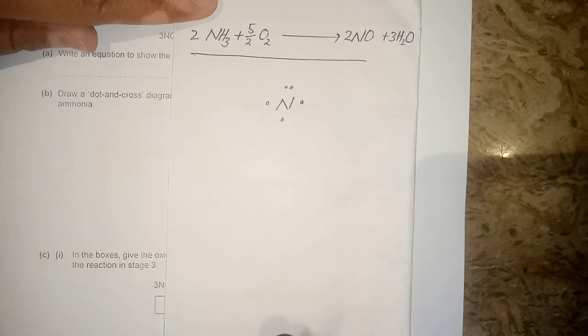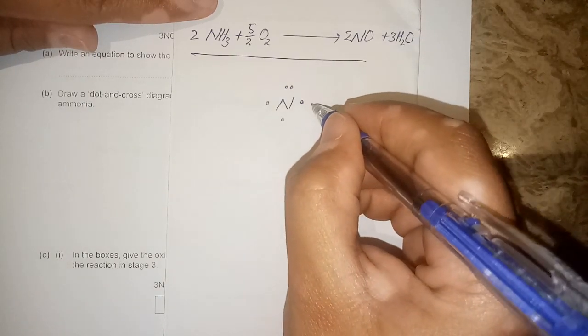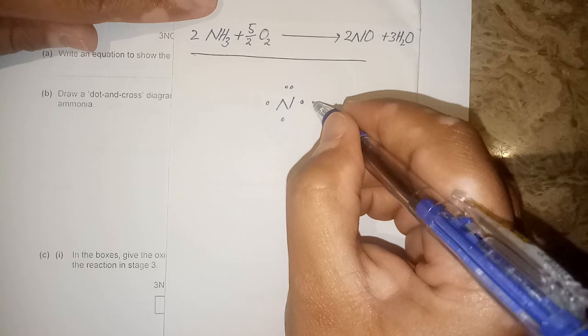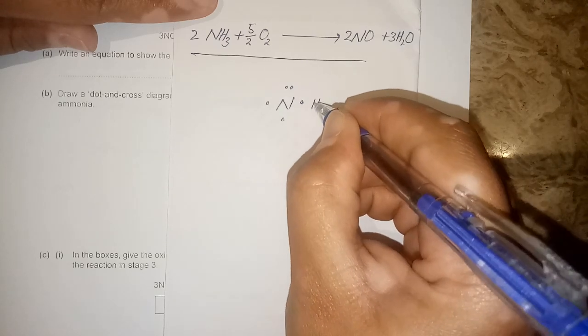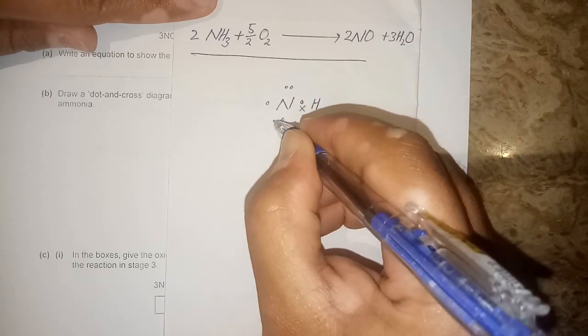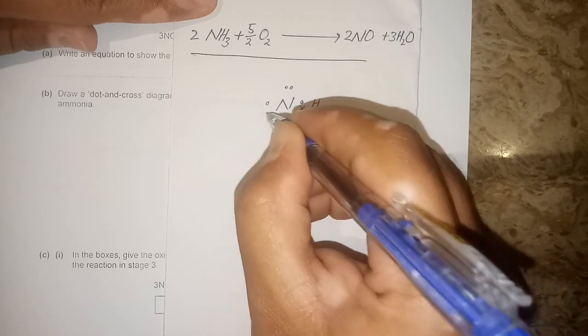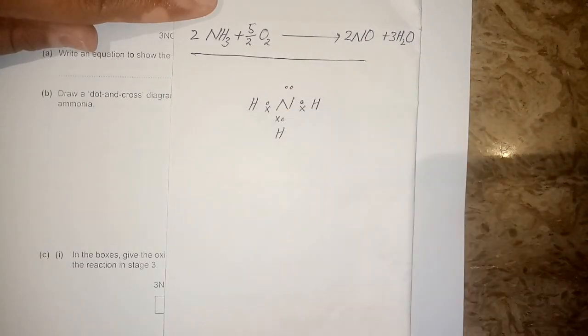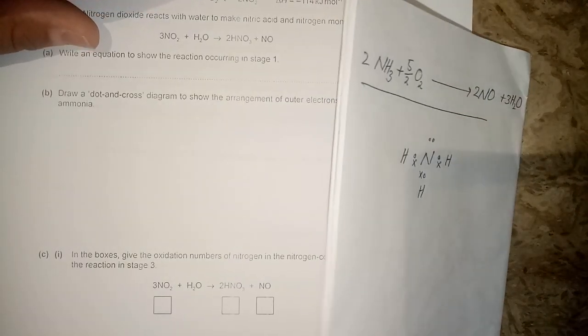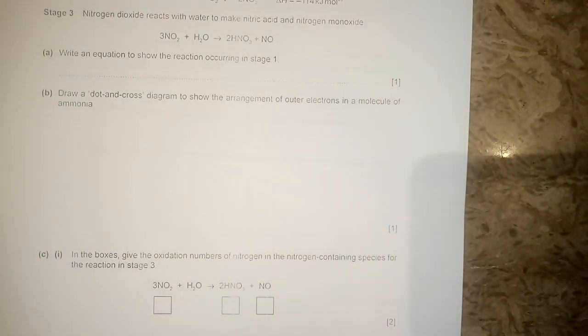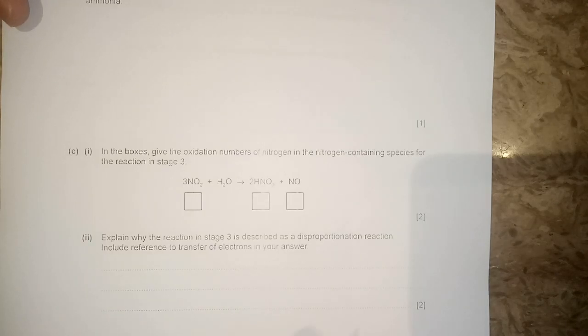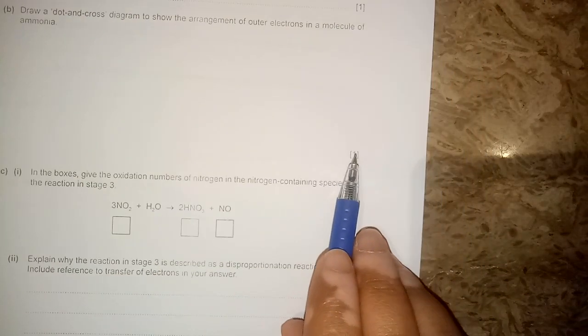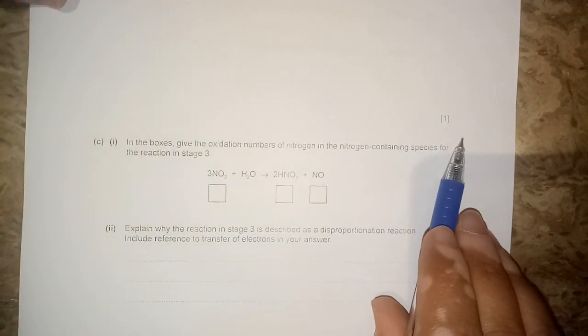And as it is combining with the hydrogen, and hydrogen has only 1 electron and needs 1 more electron, the dot and cross structure will be completed like this. Okay, so this is the dot and cross structure of ammonia. Got it? So total 1 mark, so no need to worry, just draw it clearly.